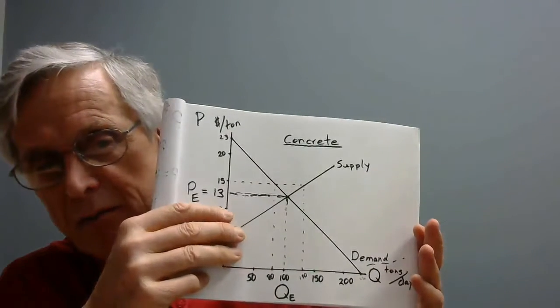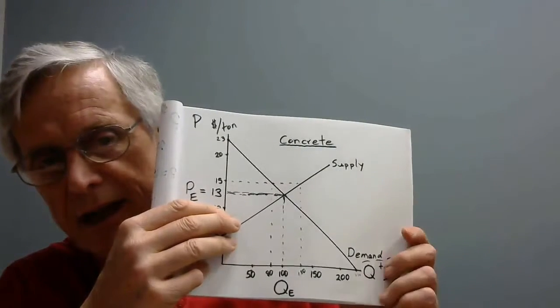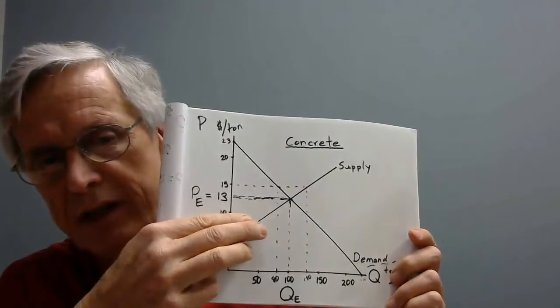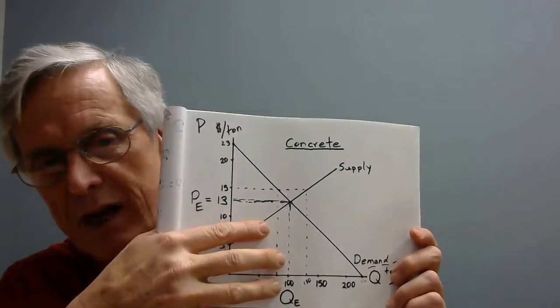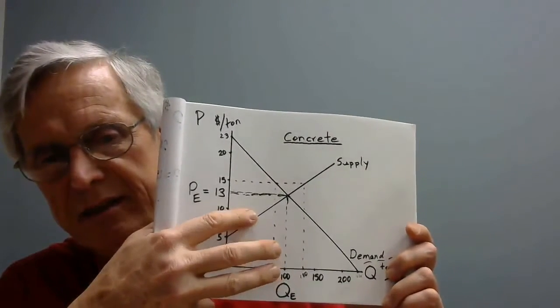If the price happens to be below the equilibrium, which in this case is 13, say at $10, right? Take a dotted line, draw that out to supply. You get a number, what, around 60, right?